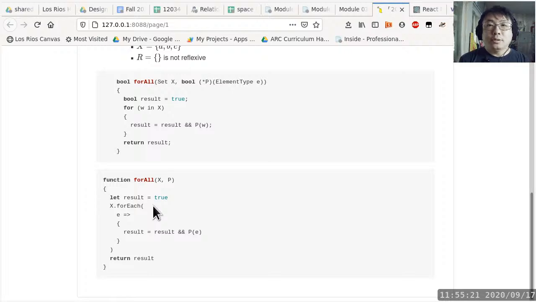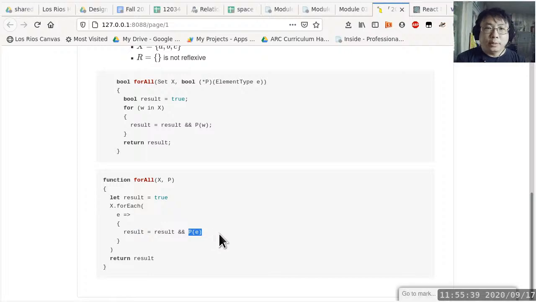Yes, so it has to do with how we initialize it. We initialize result to be true. Okay, so now the question is, what about P of E in the case of symmetry? Symmetry uses if and only if.